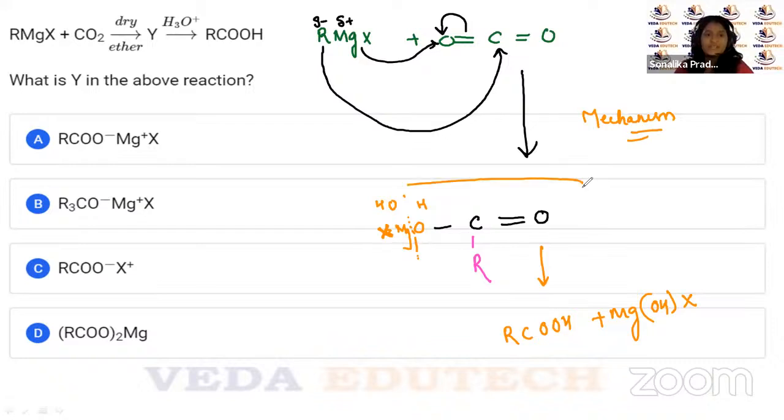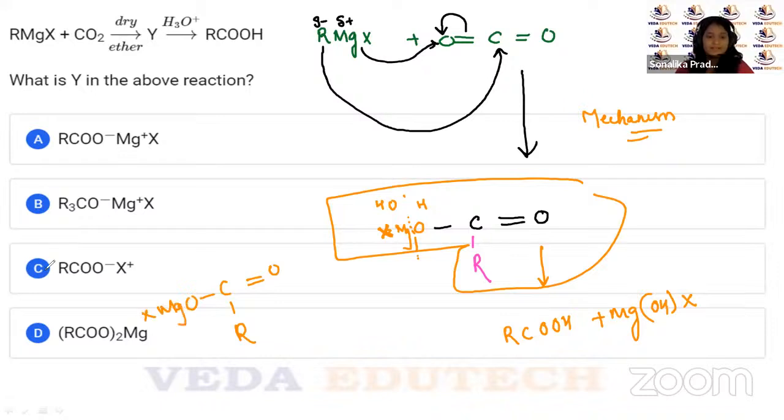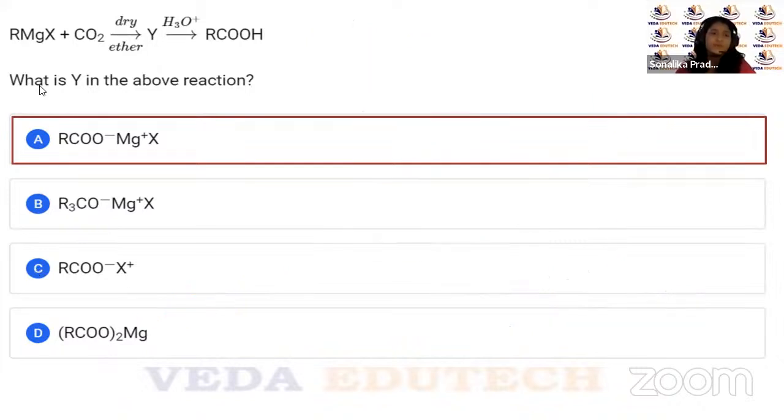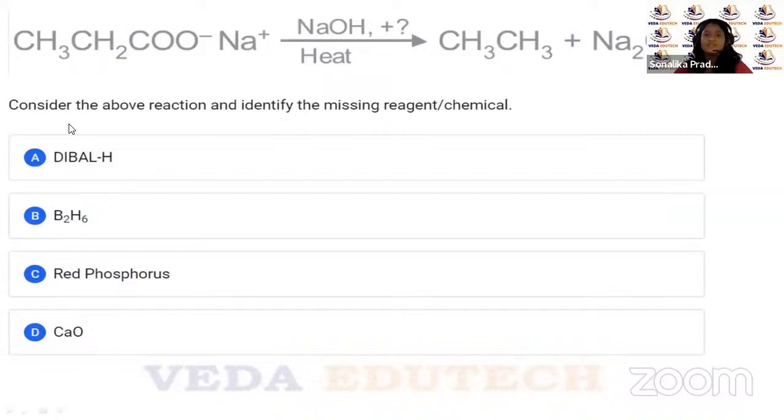So what is Y, children? Y is something that we got here. This is Y. And what is Y? Y is nothing but R, C, double bond O, O, Mg, X. So where is it given? This is RCOO minus and MgX. Is this R3? No. Is this RCOO minus? No. Is this RCO whole twice? No. Only this option is correct, which is RCOO minus and Mg. So your answer is going to be option A. Is there any doubt till this much? I hope not.